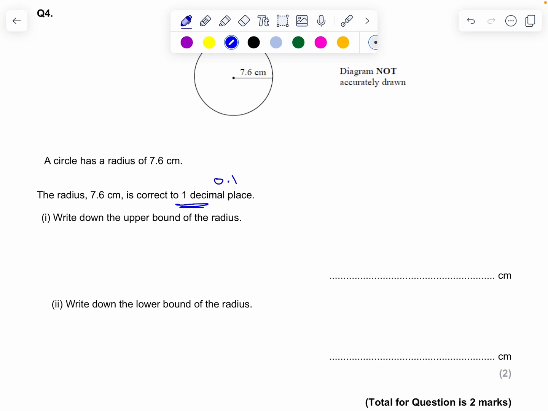And remember I told you that whenever you're doing upper and lower bounds, if it's to the nearest one decimal place or 0.1, half of 0.1 is 0.05. So you add 0.05 for the upper bound. I'm just using UB as a short way of saying upper bound, and you subtract 0.05 for the lower bound. So in this case, the upper bound is 7.65 and the lower bound is 7.55.